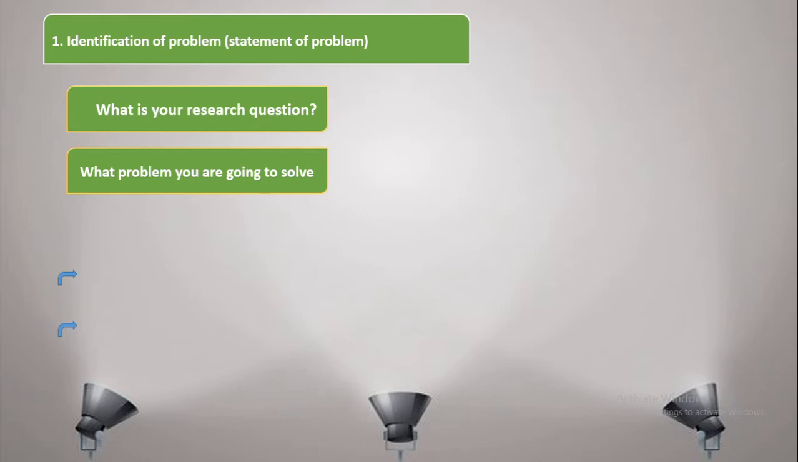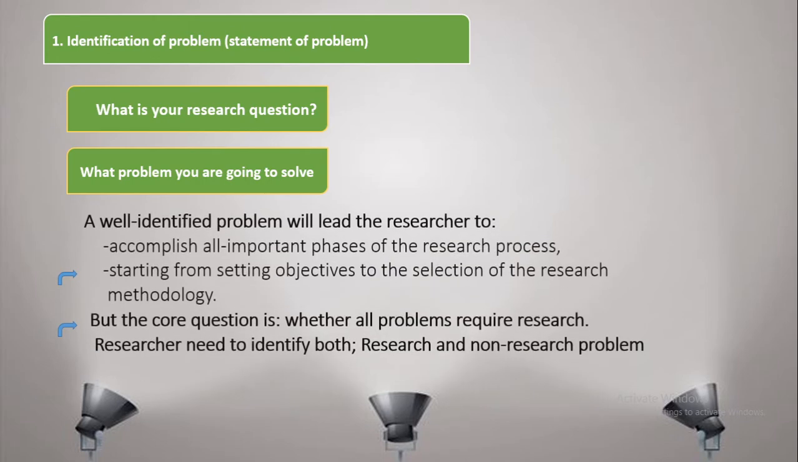I want to explain the most important and the first step of research design, which is identification of problem. That you can also say statement of problem. You need to write in your report as a subsection or a section as statement of problem. So you need to search for what your research question is and what problem you are going to solve.